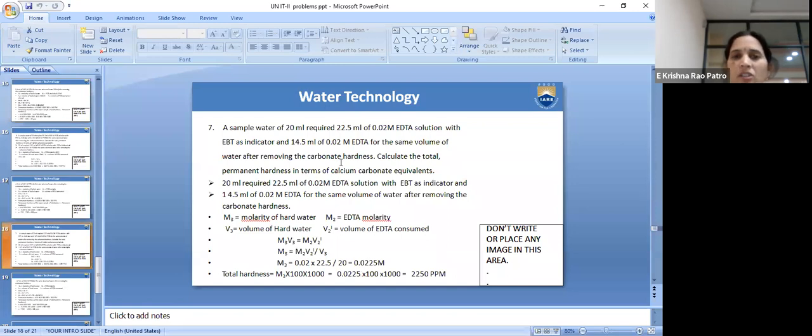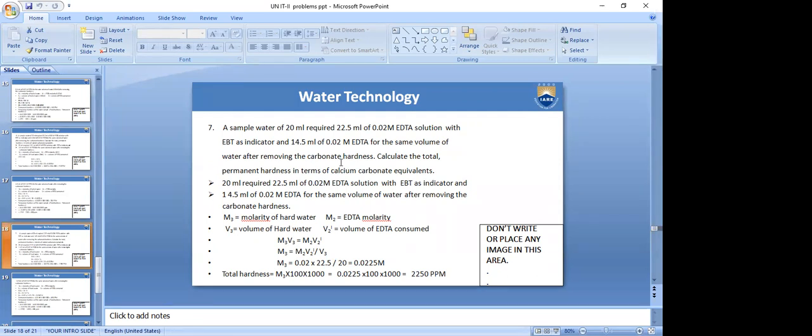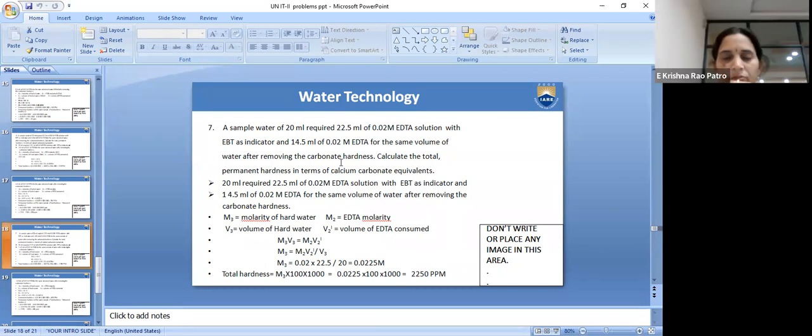Only 46 are there. Previous class 64 were there. The meeting ended, ma'am, so everyone left and is joining again. They'll join slowly, ma'am. Send one message immediately.